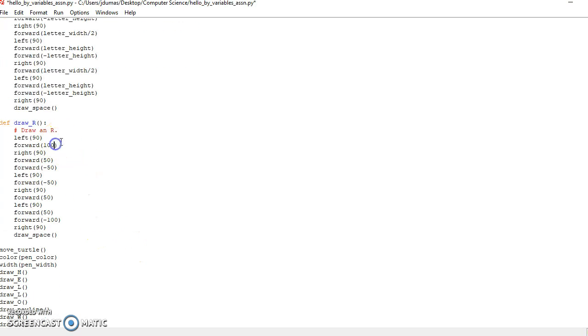The last is to update the R. Our first forward is going to be letter_height. The next one is going to be letter_width. The negative 50 will be negative letter_width. Our next one will be negative letter_width divided by 2.